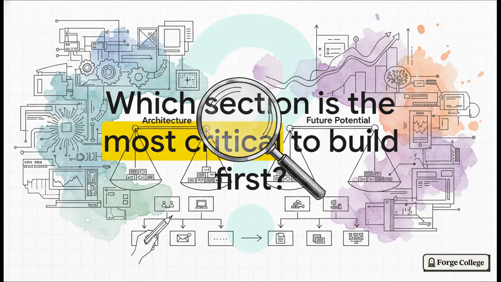How do we actually know which section is the most critical to build first? Because, let's face it, it is incredibly easy to just start writing whatever happens to be top of mind. But how do we scientifically prioritize our emphasis? How do we definitively decide for sure if the architecture section deserves more page space and attention than future potential?